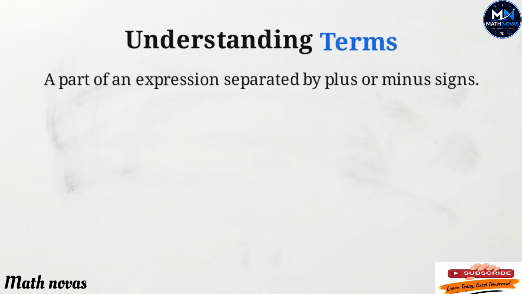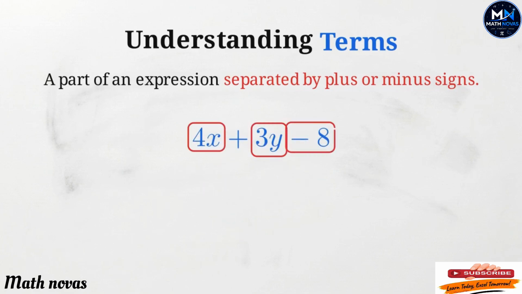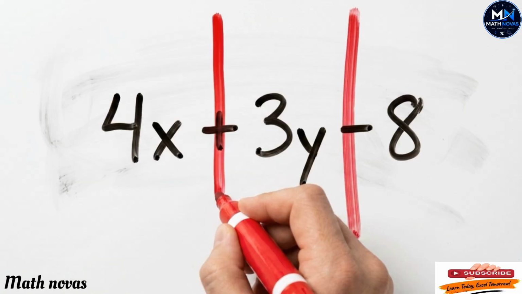Terms are parts of an expression separated by plus or minus signs. In 3x plus 5, a dividing line isolates two terms, 3x and 5. In 4x plus 3y minus 8, there are three terms. The negative sign stays attached to the 8. You can think of plus and minus signs as walls. They divide a long expression into isolated, manageable sections.